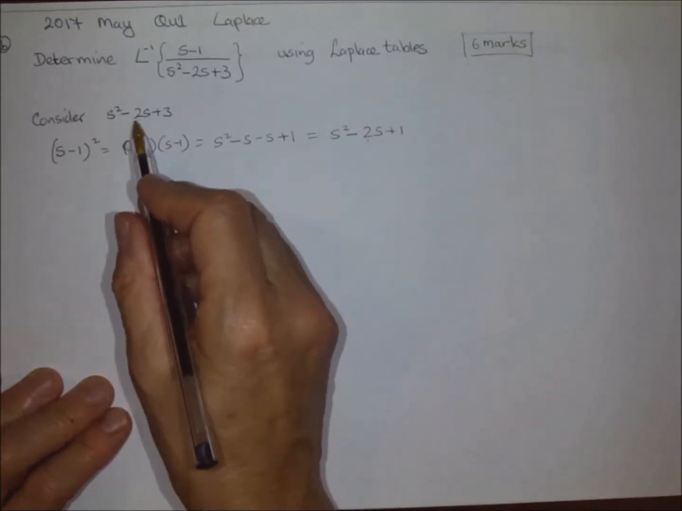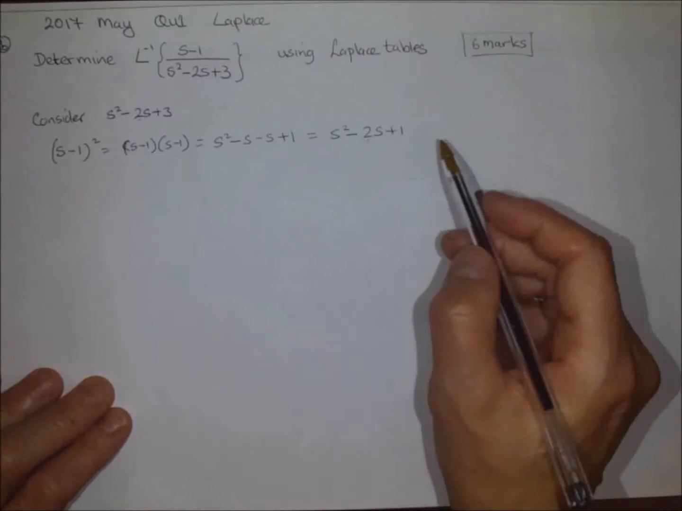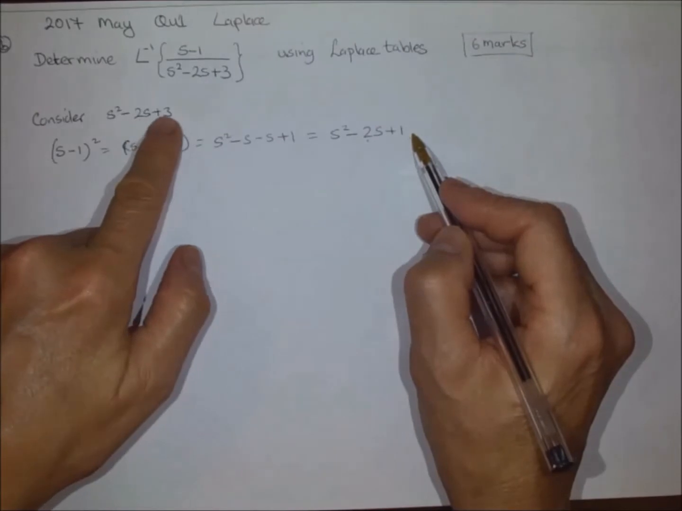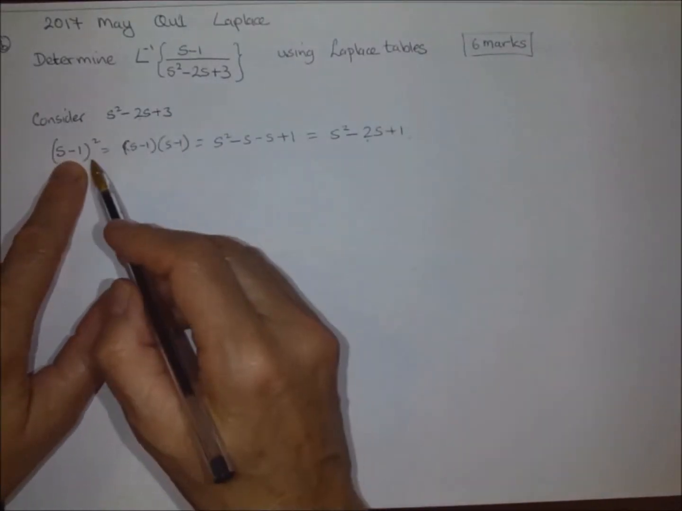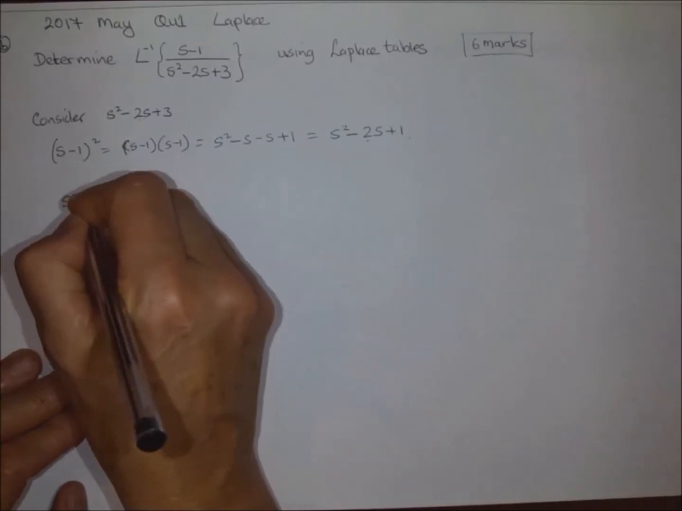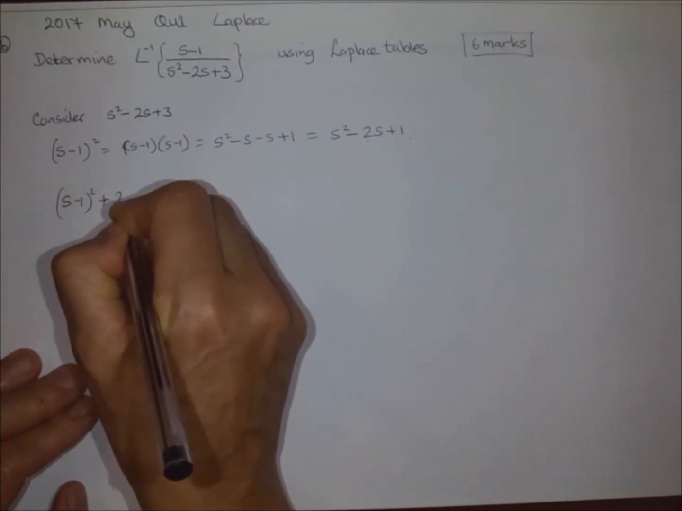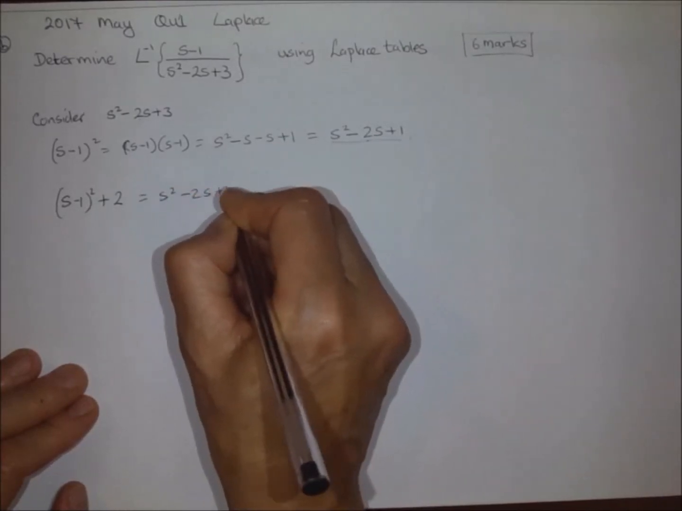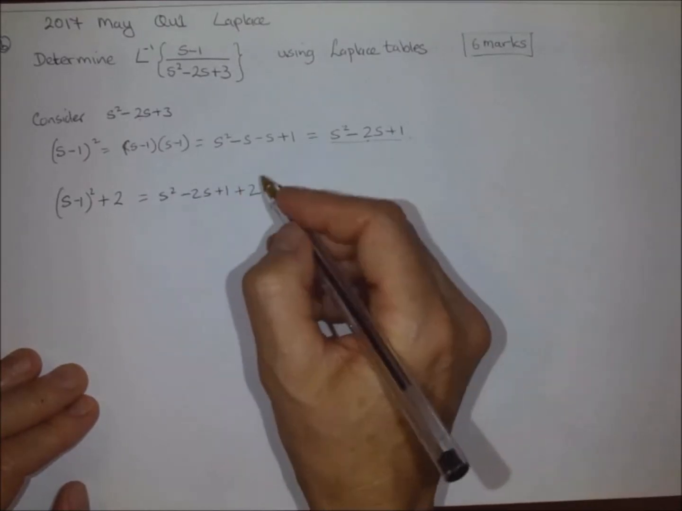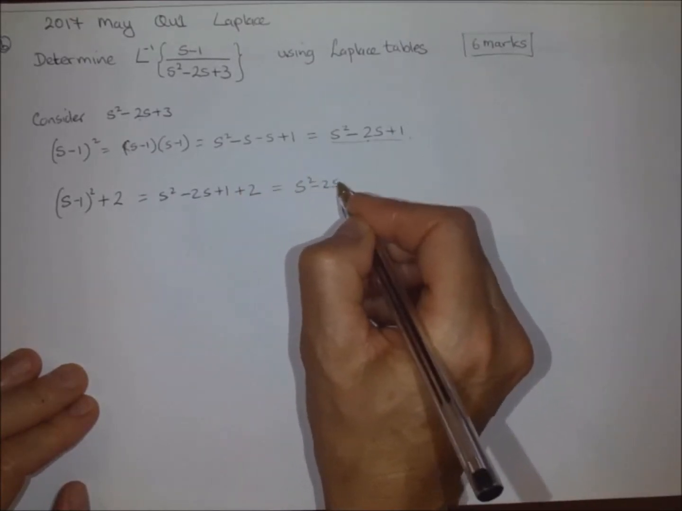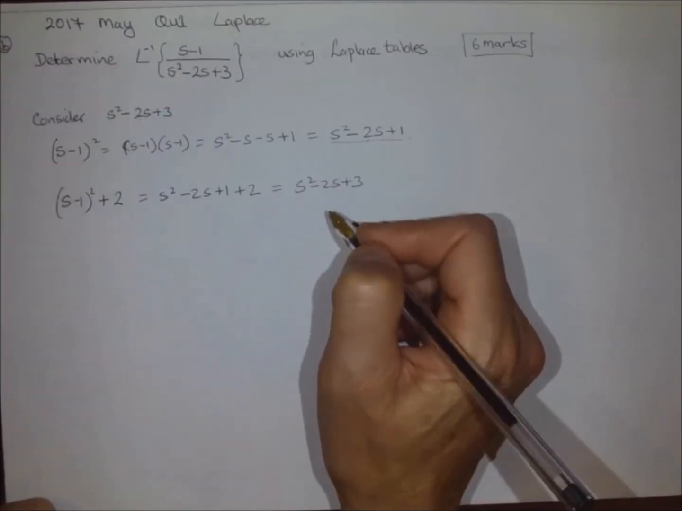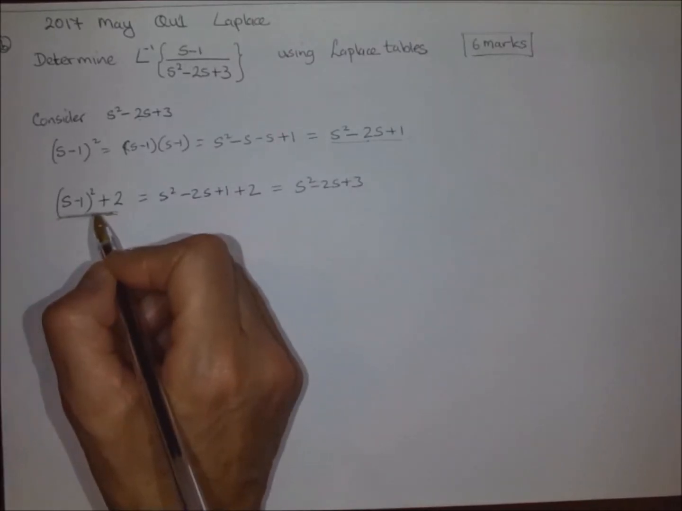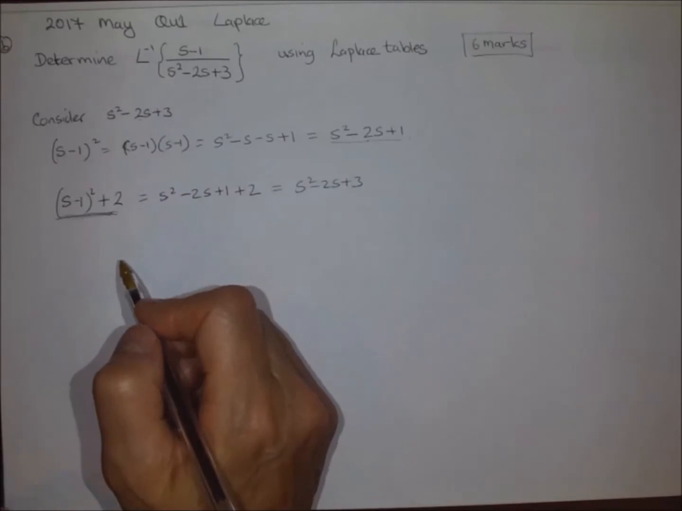So we still have an s squared term and the minus 2s. The only difference here is the number. If we were to add 2 more onto this, it would be the same as that. So s minus 1 squared plus 2 is equal to s squared minus 2s plus 1 plus 2, which is now equal to s squared minus 2s plus 3, the same as here. So we haven't transformed the bottom, we've just rearranged it algebraically to make it look like the bottom of this.